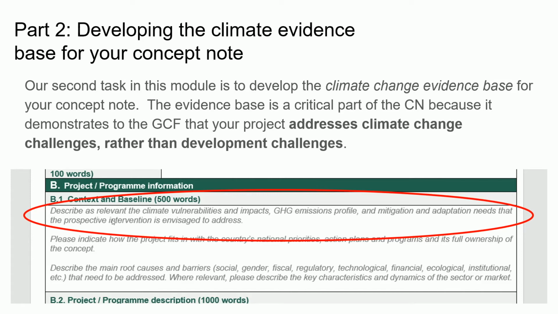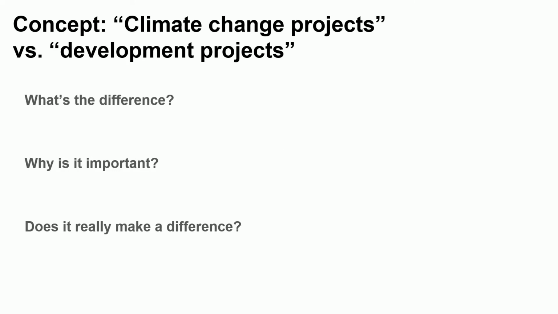But as you can see, the part of your concept note template that we are addressing is the first part in B1. It says describe, as relevant, the climate vulnerabilities and impacts, the greenhouse gas emissions profile, and the mitigation and adaptation needs that the prospective intervention is envisaged to address. And this simply means describe the climate change problem that your project is going to address. So next, let's look at climate change projects versus development projects. And there is a difference.